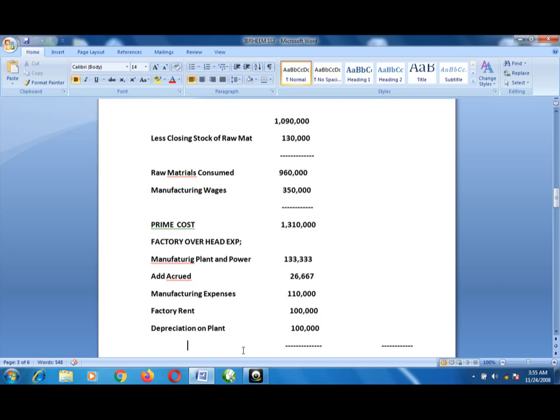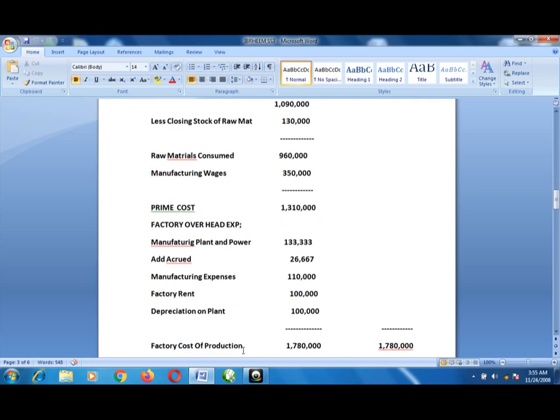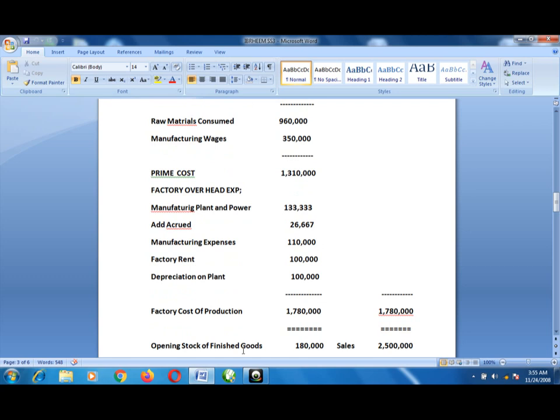After you minus 100,000 from 1.2 million naira, that will give us 1.1 million naira divided by 11 years. And if you divide by 11, it will give us 100,000. And after you arrive at the 100,000, you now add them together to your prime cost, and that will give us the factory cost of production.